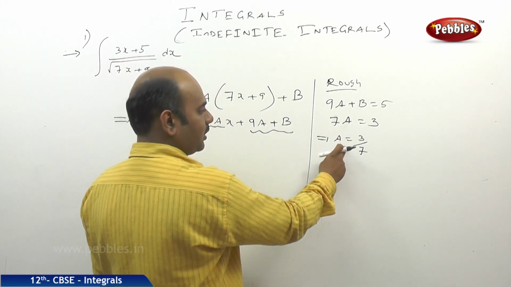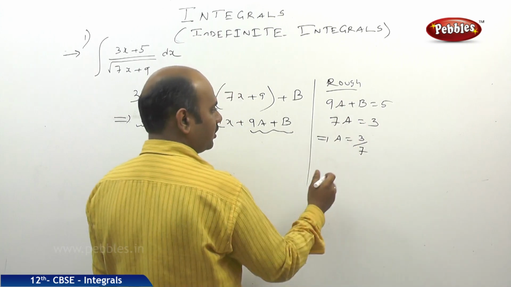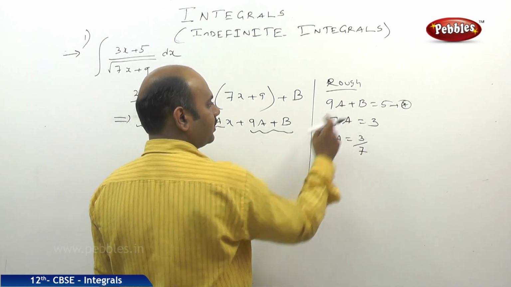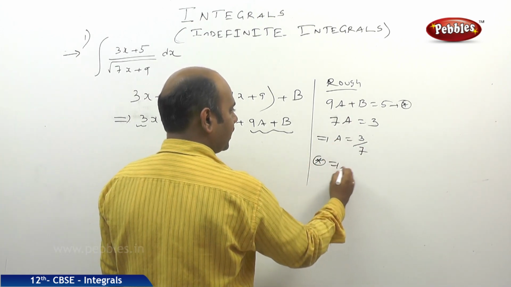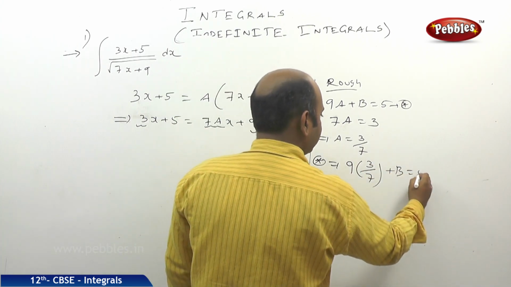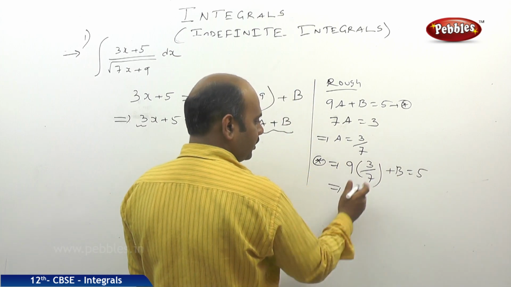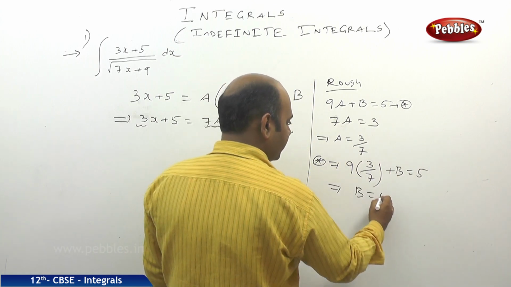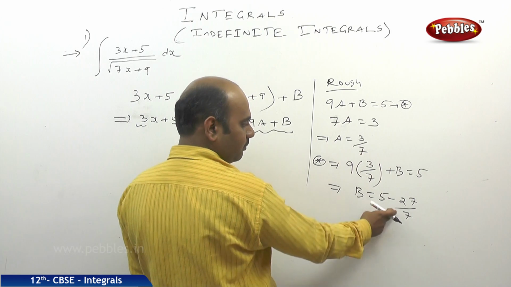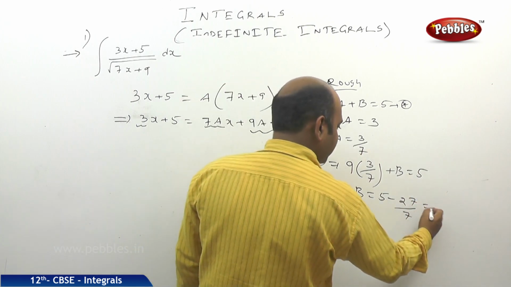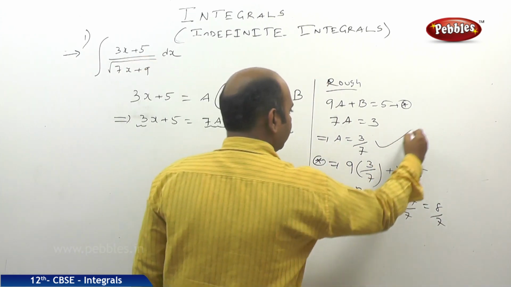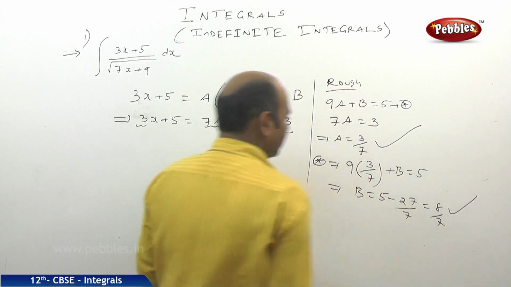Now I'll be putting this particular a value in this particular equation. If I call this star, I'll be putting a equal to 3 by 7 in star. Therefore, 9 into 3 by 7 plus b is equal to 5. So 9 into 3 means 27, 27 by 7. So b is equal to 5 minus 27 by 7, and 7 will be the LCM. 5 7s are 35, 35 minus 27 will be 8 by 7. So finally, a value is 3 by 7 and b value is 8 by 7.